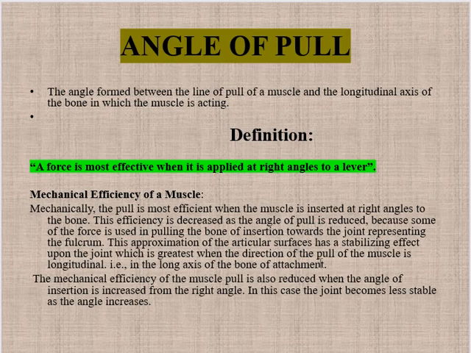This approximation of the articulating surface has a stabilizing effect upon the joint, which is greatest when the direction of the pull of the muscle is longitudinal, that is, in the long axis of the bone of the attachment. Furthermore, mechanical efficiency of muscle pull is also reduced when the angle of insertion is increased from the right angle. In this case, the joint becomes less stable as the angle increases from the right angle position.